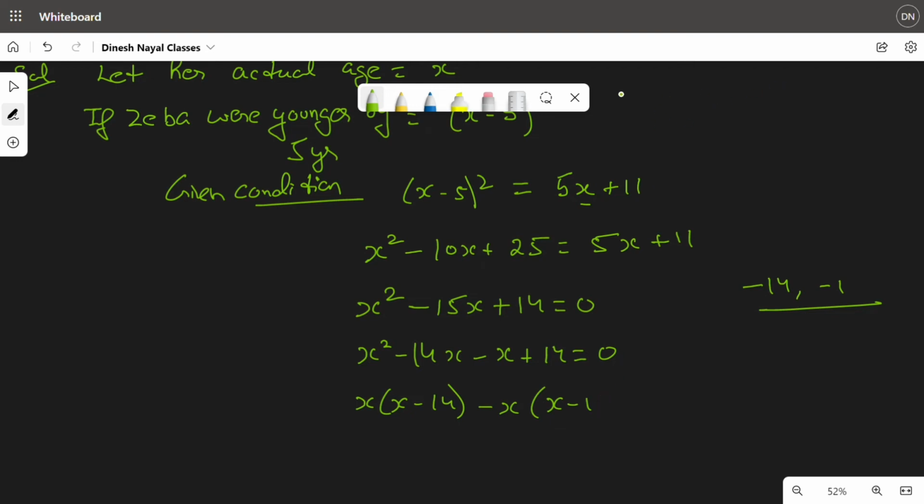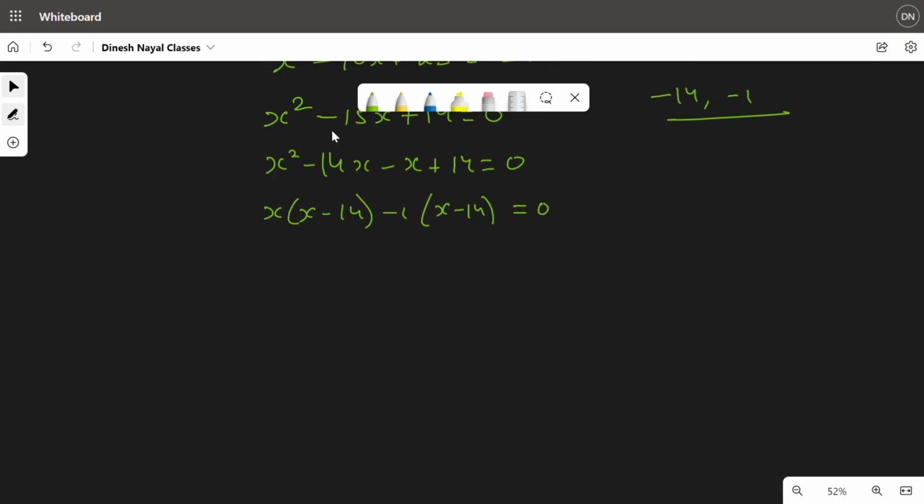Oh, sorry, what I have written. Sorry for this. Actually, we take minus 1 common, though I said minus 1 only. So x minus 14. Now you can take x minus 14 common, so that will be x minus 1. So now again we will have two answers.